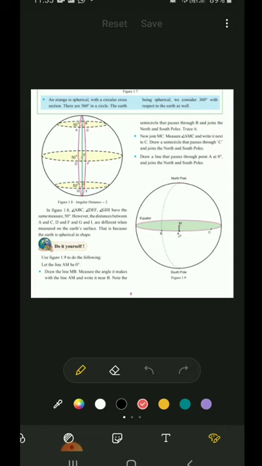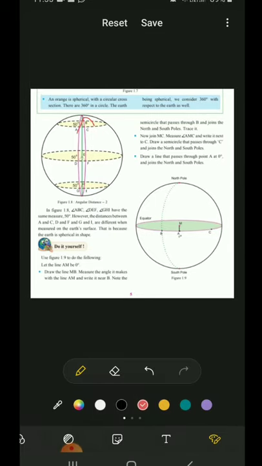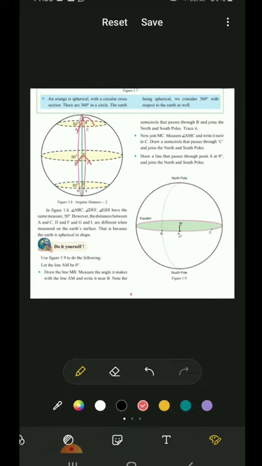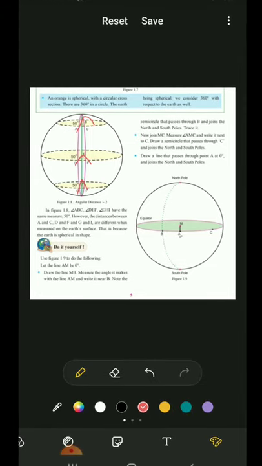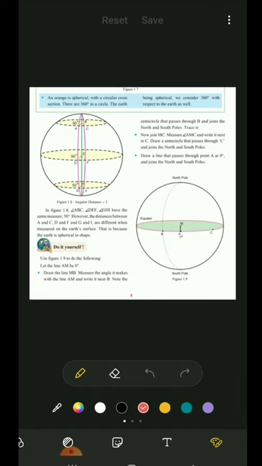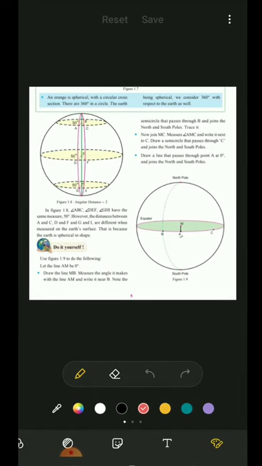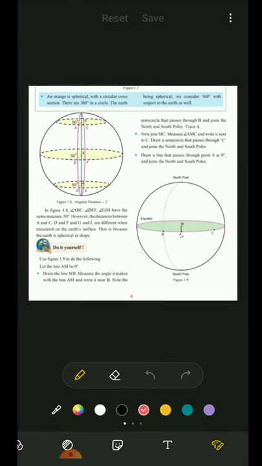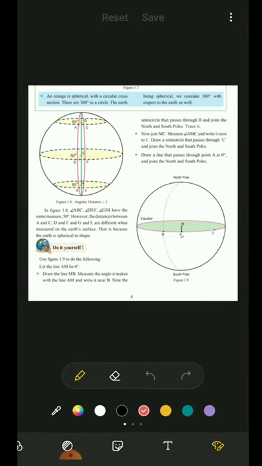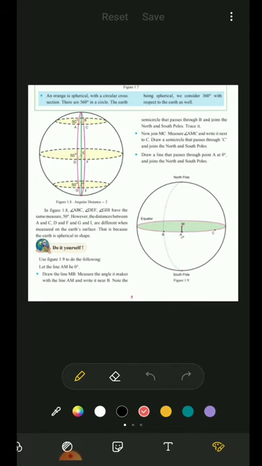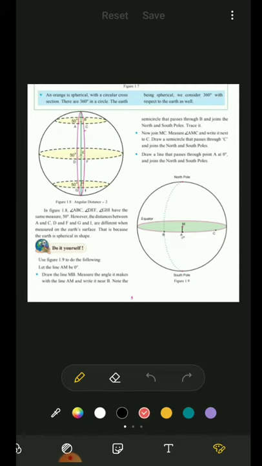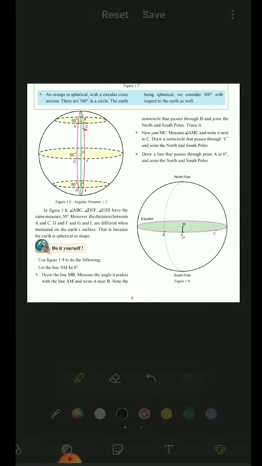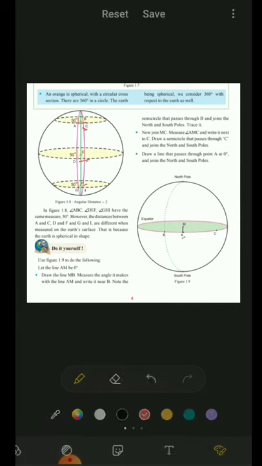Angle ABC, can you see angle ABC is here, angle DEF is here and angle GHI is here. All the angles are of 50 degrees. Although all the angles are of 50 degrees, however, the distance between A and C, D and F, and G and I are different. Am I right?